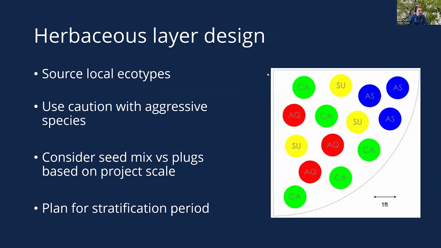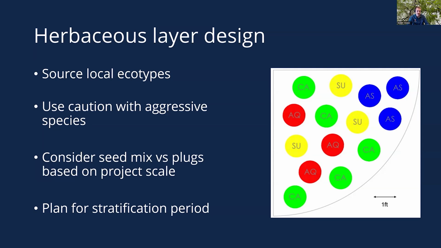Depending on the scale of your project, you might have a really heavily designed herbaceous layer. If you're doing this in your front yard, for example, you might think very specifically about where you're going to put each of your plant species. If you're working on a larger scale, you are probably going to use something like a seed mix, and you need to think about a stratification period. A lot of our native plants have what's called a cold stratification period, where they need a period of cold to be able to germinate next spring. So if you're using a seed mix, definitely consider the requirements of those specific species that you use.